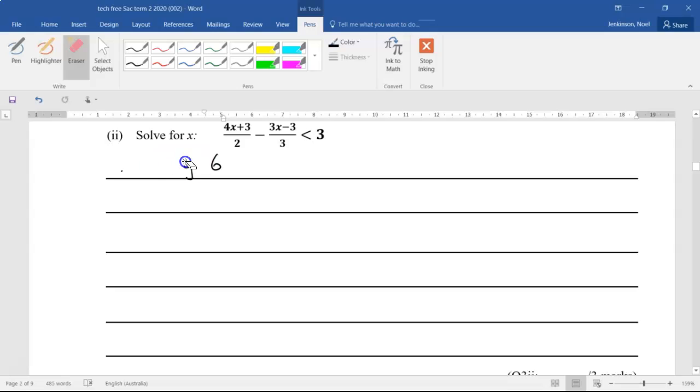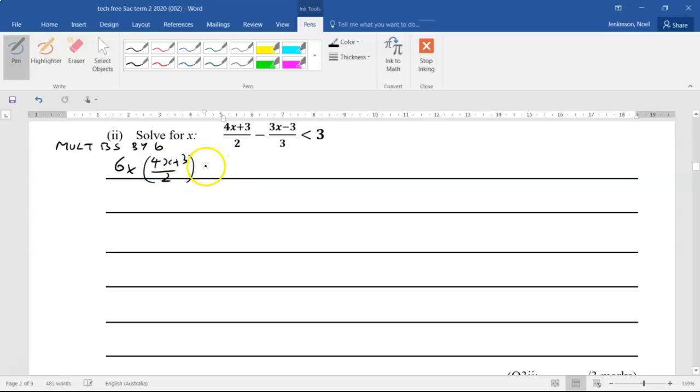I might erase that. This looks like it's messy and I might need more space and I might run out of lines. This sometimes happens on tests. So I'm going to put that multiply both sides by 6 there. And I'm going to try and do my working down the left hand side in case I need to divide the page into 2. So for the first fraction I've got 6 times (4x plus 3) on 2.